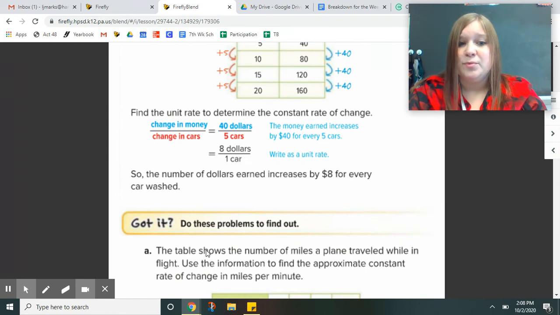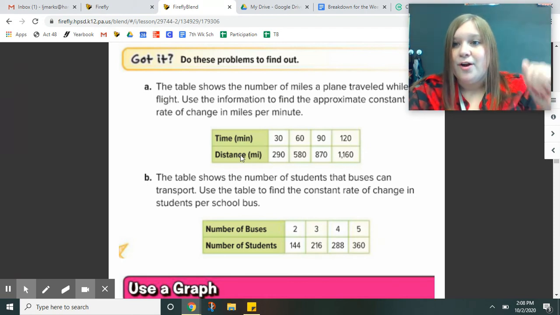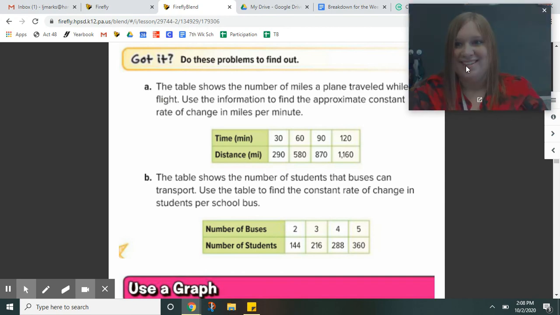Use the examples here, A and B, to see if you can find the change and then create that fraction. Remember, the first one is the X, the second one is the Y, and Y is the top of our fraction always. Okay? You can do it.